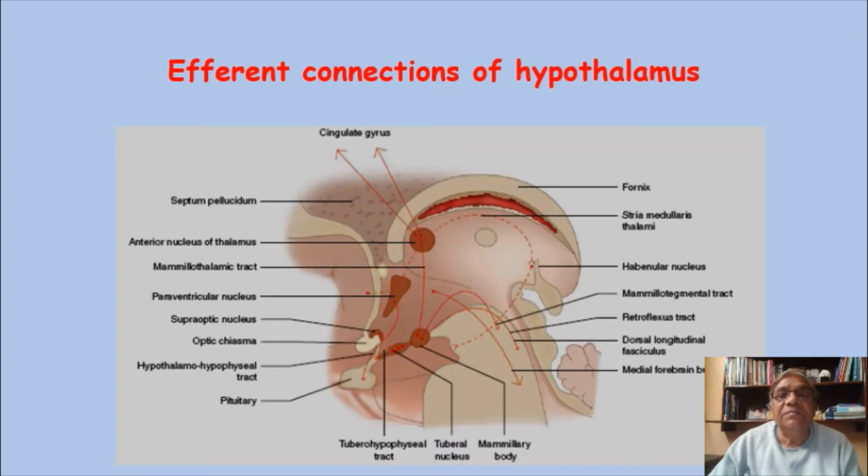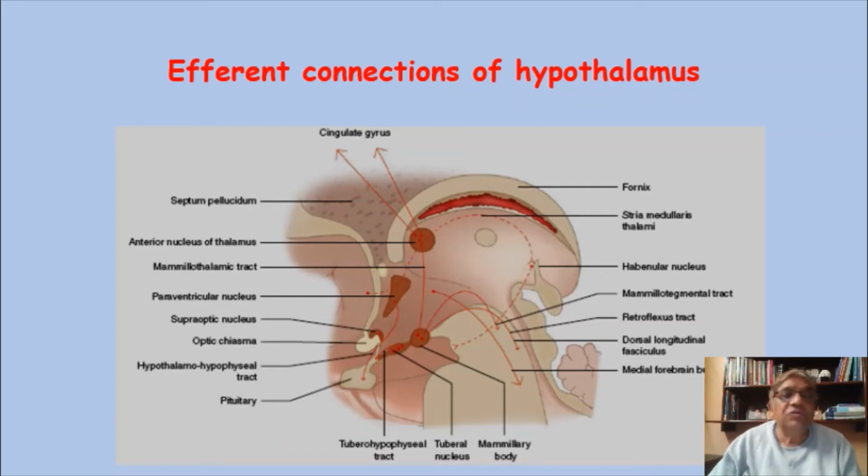Then the second component of the efferent fibers arising from the mammillary body is called the mammillotegmental tract. This is from the mammillary body going to the tegmentum of the midbrain here. So this is called the mammillotegmental tract, and it will go to the various nuclei, to the tegmental area where various nuclei are present in the midbrain.